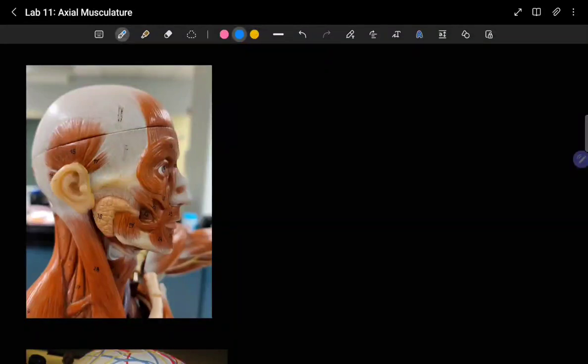Next up, we have muscles of the neck. And we're going to start with one muscle that's probably the most important muscle for lab, and that is our sternocleidomastoid. This is important because it's going to help us define different regions of the neck. It's also one of the more prominent ones, so it's a great candidate for a lab exam question.